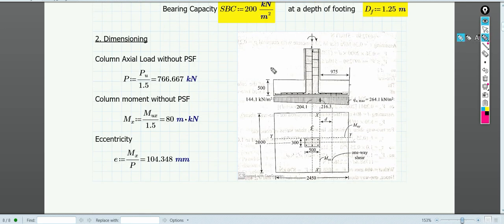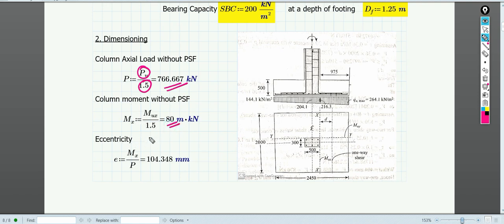So first of all, as I have already told you, for dimensioning we will not be using the design loads, we will be using the working load. So I first convert it to working load. That means design load divided by 1.5. This is 766, and for the moment also it becomes 80.